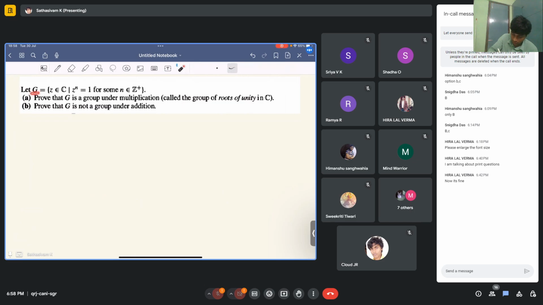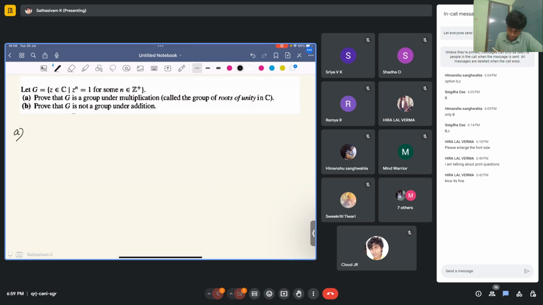So here you take G to be the set of all complex numbers z such that z power n is equal to 1. Okay, so these are complex numbers which have finite order under multiplication. And this is a group, so we want to prove that this is a group under multiplication. This group is called the roots of unity because all these elements are basically nth roots of unity. And then the second step is to prove that G is not a group under addition. Under multiplication it's a group, but under addition it's not a group.